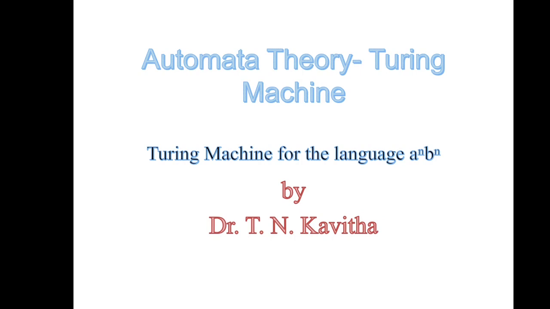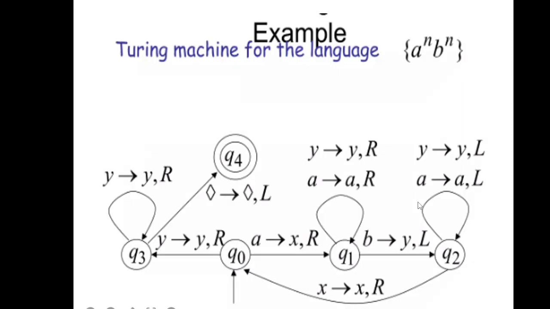One example Turing machine for the language A power n B power m. We need to construct the Turing machine for the language A power n B power m, so any number of A's and any number of B's can be accepted by the machine.